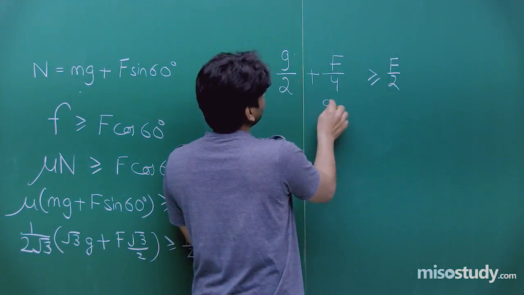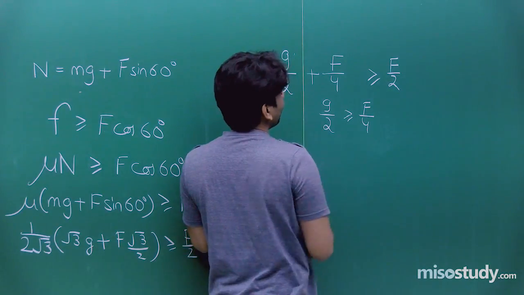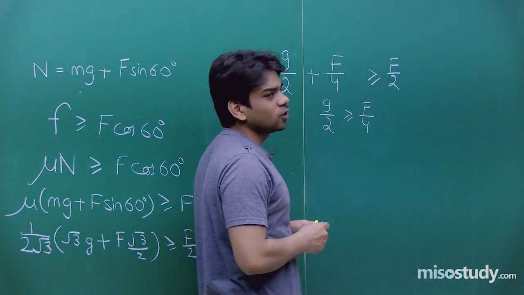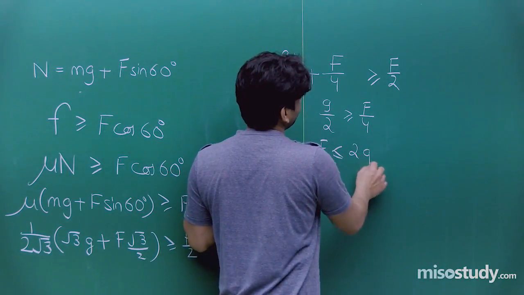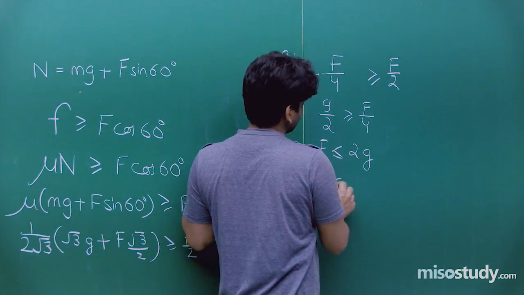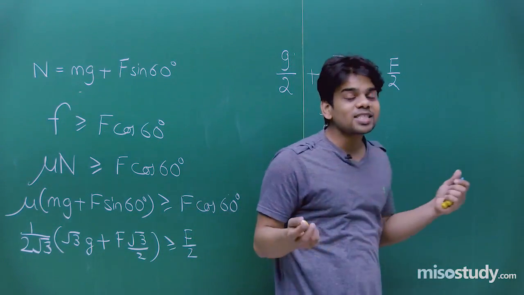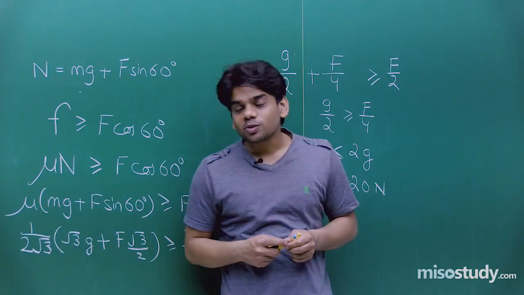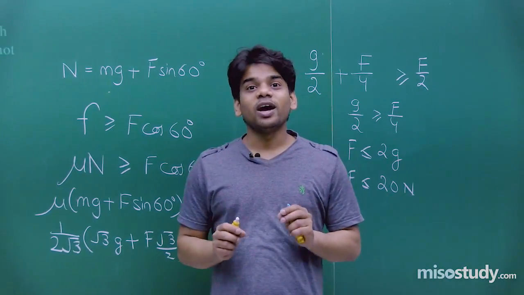So we will be having g by 2 greater than or equal to F by 4, and then F should be greater than or equal to 2g. Sorry, F should be less than or equal to 2g, easily we can see that. So F should be less than or equal to 20 Newton. So the maximum value of force possible for the block not to move is 20 Newton. This is how we have to reach this step.